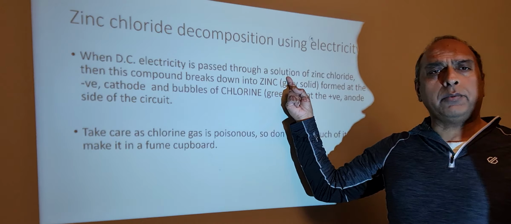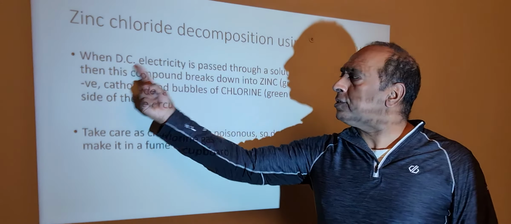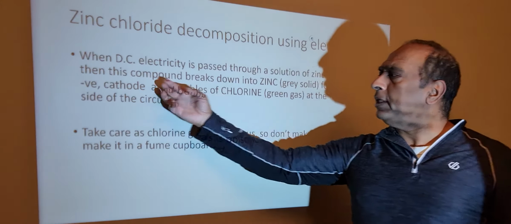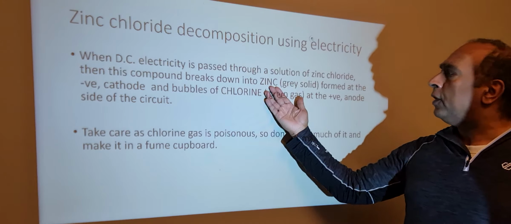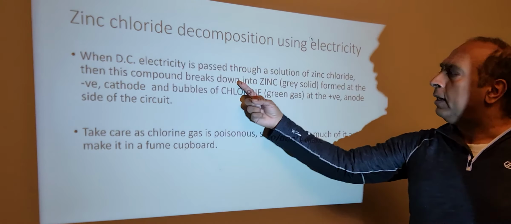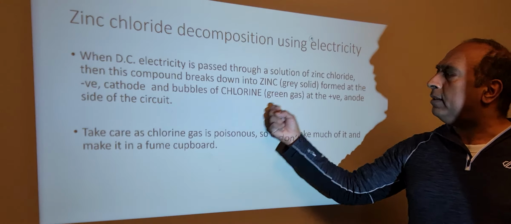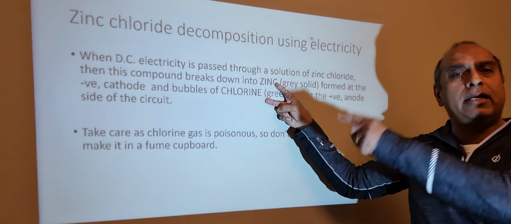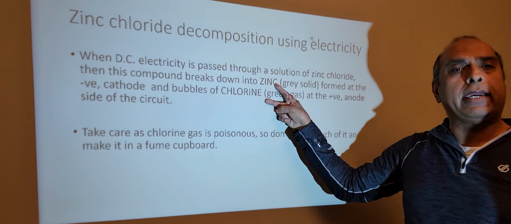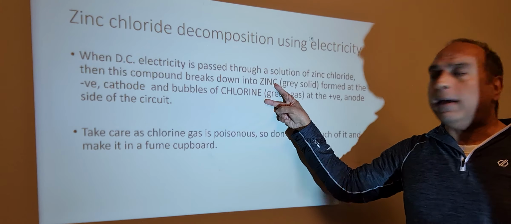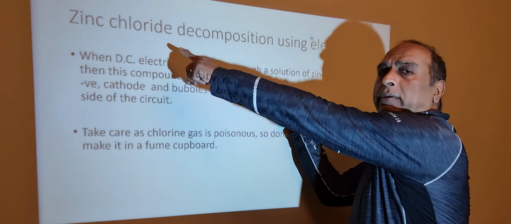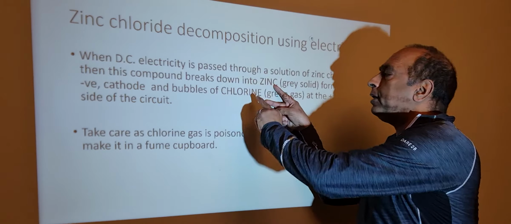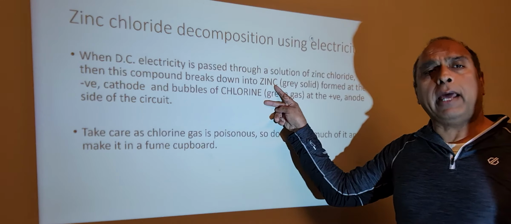Now, a bit like we did with water, what if you pass DC electricity through it? Well, that DC electricity will break down the zinc chloride. It'll break it down into zinc and chlorine. Now, zinc and chlorine, they are the two elements that make it up. And again, zinc chloride properties will be entirely different to the zinc and the chlorine individual elements that make it up.